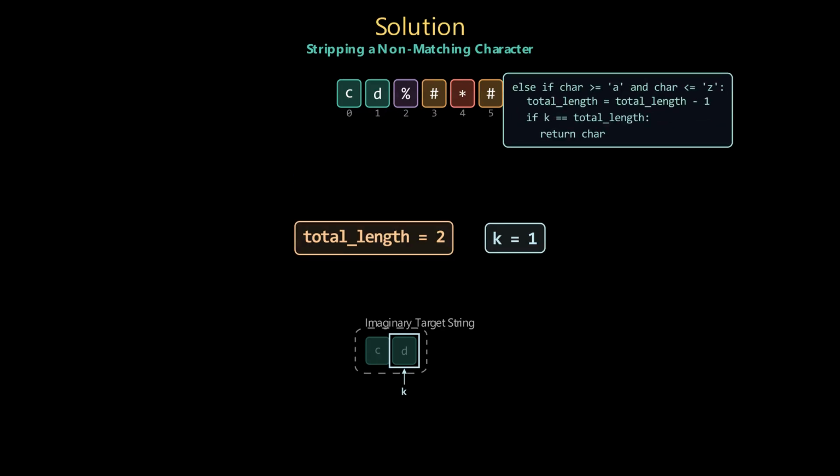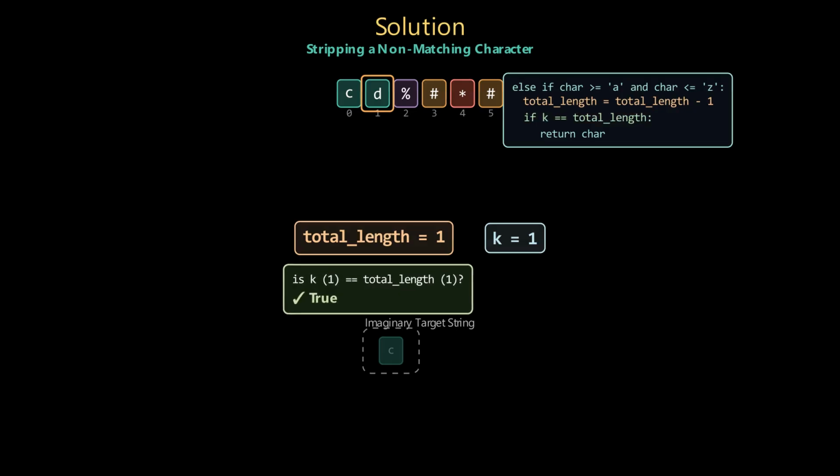We step back to the letter D at index 1. Because it is a normal alphabetical letter, we shrink our virtual total length by 1, stripping that letter from our canvas. We check our condition: does our target index k match this new boundary size? 1 equals 1, meaning we have successfully cornered our target character.